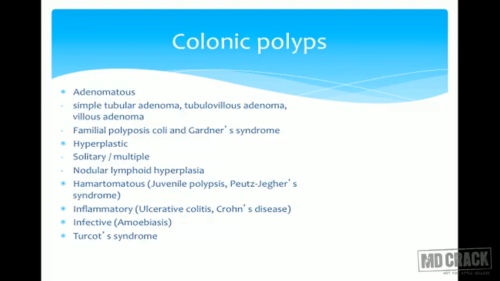Colonic polyps. The causes for colonic polyps include adenomatous, hyperplastic, hamartomatous polyps, inflammatory polyps, which would be due to ulcerative colitis, Crohn's disease, infective amoebiasis, or Turcot syndrome. Colonic polyps are usually seen on either barium enema or on CT. After you give rectal contrast, you might be able to see that.